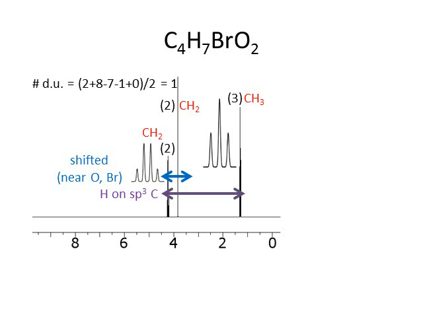Now, I should be careful. That's not necessarily true. Instead of having a CH2, I could have 2 related by symmetry CHs. Or instead of having a CH3, I could have 3 identical CHs. But we're going to start with the simplest assumption. Just keep in mind that we might have to go back and revise that assumption. But it would be easiest to think that we've got a CH2, a CH2, and a CH3.